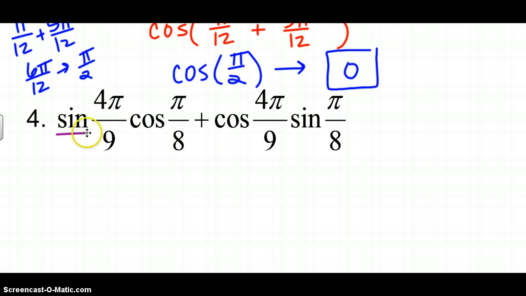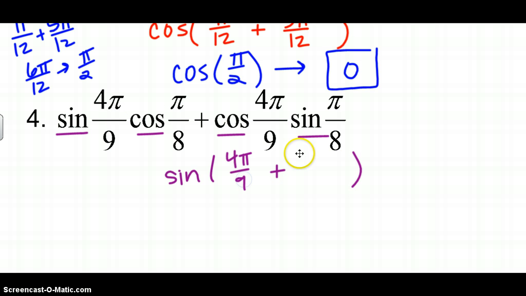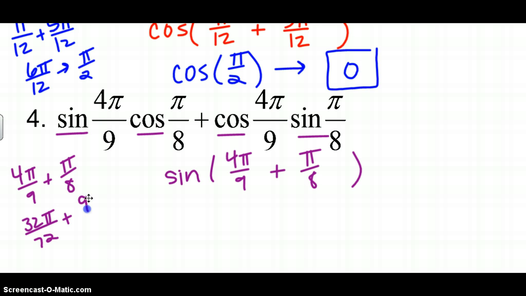This next one, sine, cosine, cosine, sine, starts with sine. So the sign in the middle is going to stay the same. 4 pi over 9 and pi over 8. Do some fraction work to add those two things together. Find some common denominators. Over 72.